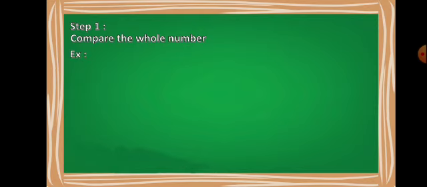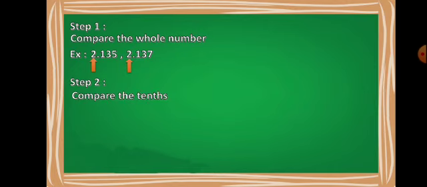Example: 2.135 and 2.137. The whole number is 2. The whole number is the same. So step number 2: compare the tenths. Example: 2.135 and 2.137. The tenths digit is 1. 1 is the same number, so the tenths are the same.